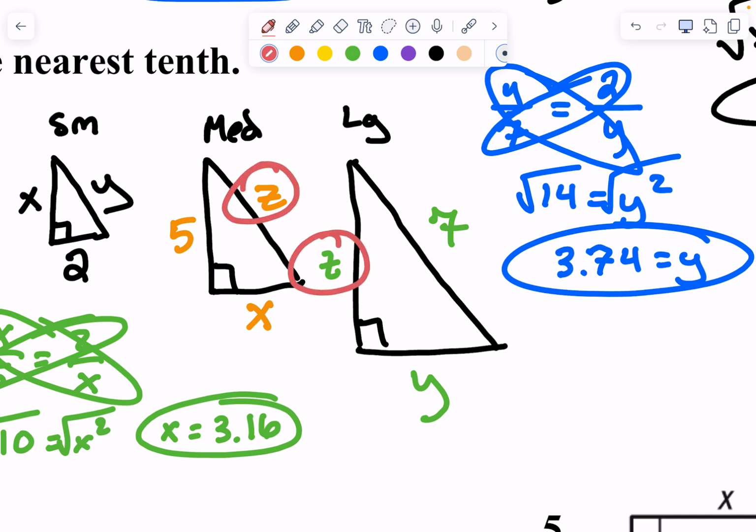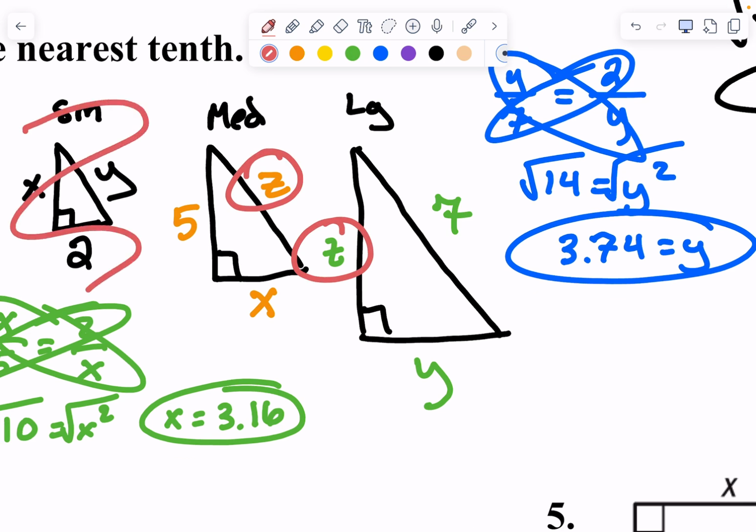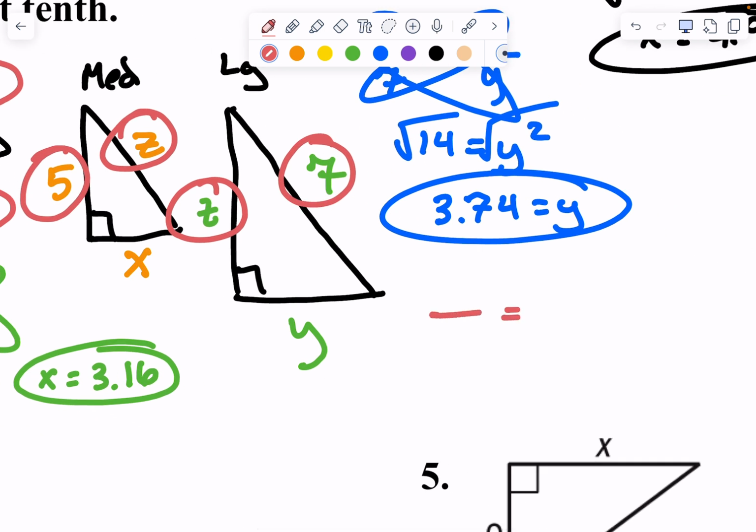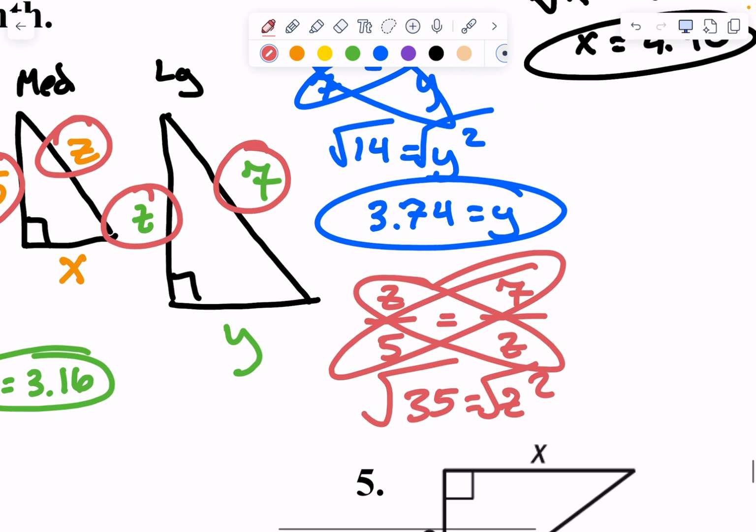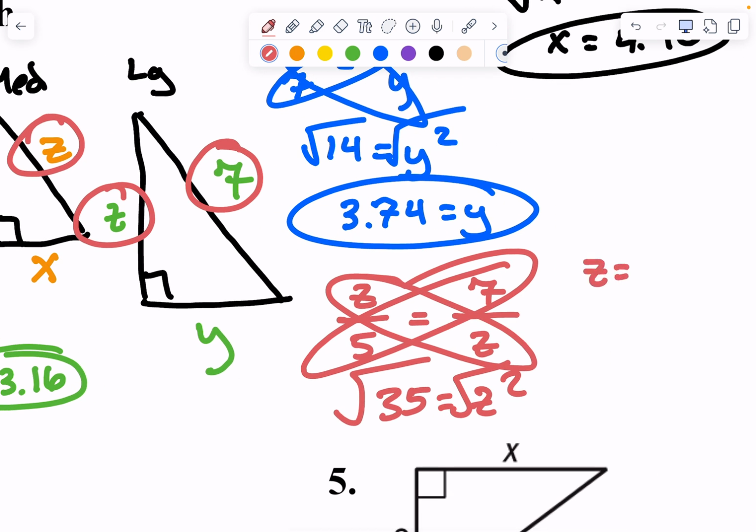Which triangle are we not using? Small. What two sides do we have to use? 5 and 7. Okay, what over what? Z over 5 equals 7 over z. Sure, that's one way of doing it, right? 5 times 7 is 35 equals z squared. And then we take the square root of 35, and that is almost 6. 5.92.